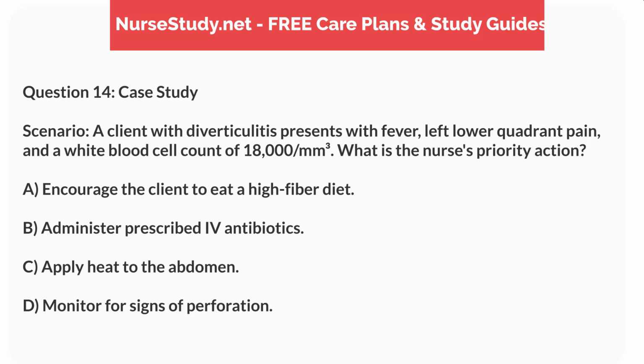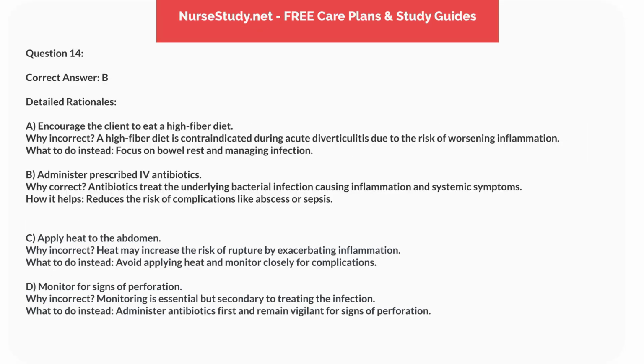A. Encourage the client to eat a high-fiber diet. B. Administer prescribed IV antibiotics. C. Apply heat to the abdomen. D. Monitor for signs of perforation. Correct answer, B. Detailed rationales. A. Encourage the client to eat a high-fiber diet. Why incorrect? A high-fiber diet is contraindicated during acute diverticulitis due to the risk of worsening inflammation. What to do instead: focus on bowel rest and managing infection.